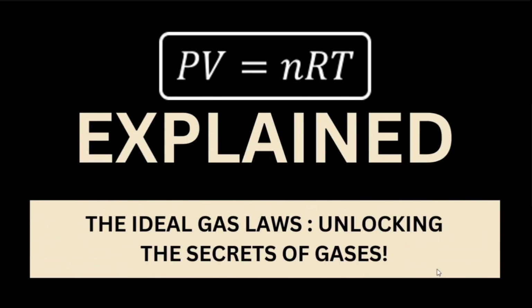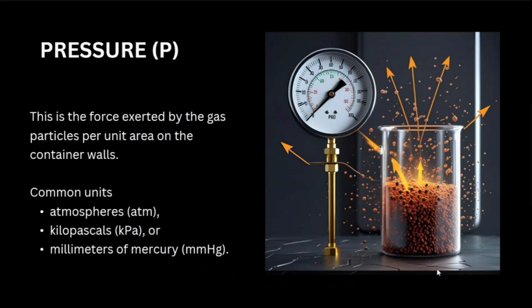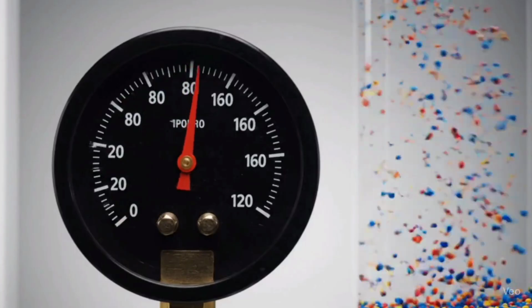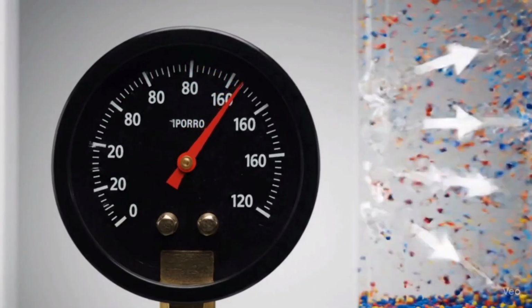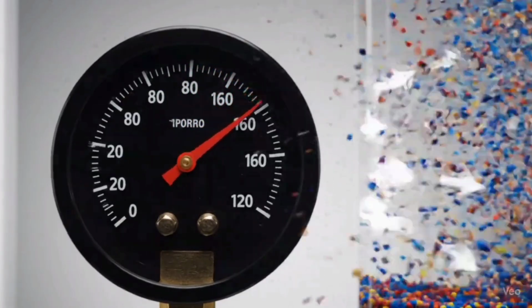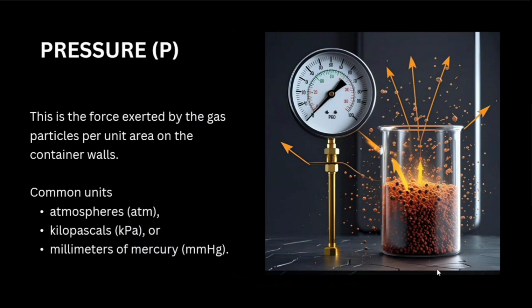The moment you have been waiting for, here it is, the famous ideal gas law. Let's break down what each of these letters stands for. P stands for pressure. This is the force exerted by the gas particles per unit area on the container walls. Common units include atmosphere, kilopascal, and millimeters of mercury.